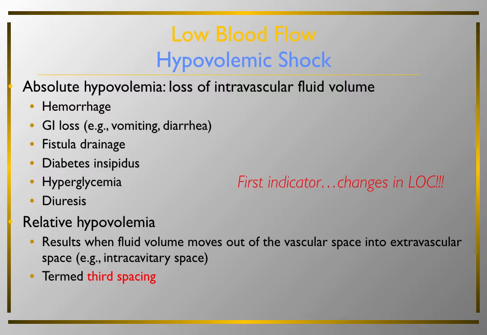Absolute hypovolemia is where you actually lose that fluid and it gets out of the body. That could be a hemorrhage, GI loss like vomiting or diarrhea, some sort of diuresis, or diabetes insipidus from uncontrolled blood sugars, etc. So find out which difference there is, because the first indicator changes, especially with the LOC again. That's going to be your sensitive change that occurs when you're getting too low and you're becoming hypovolemic.